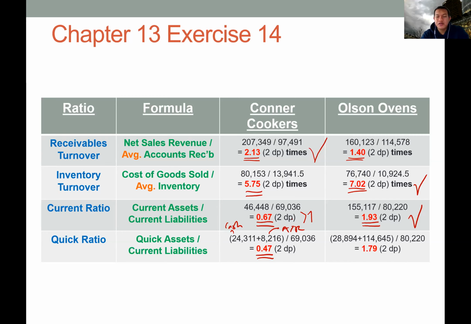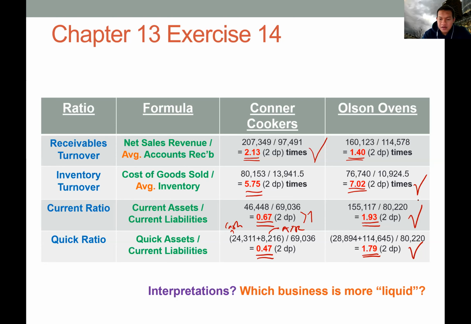Okay, but for Olson, I got 1.79, which is okay. So the company has sufficient cash and cash equivalent to repay all the current liabilities. So from these ratios, I think we can easily conclude that Olson is more liquid. So which business is more liquid?